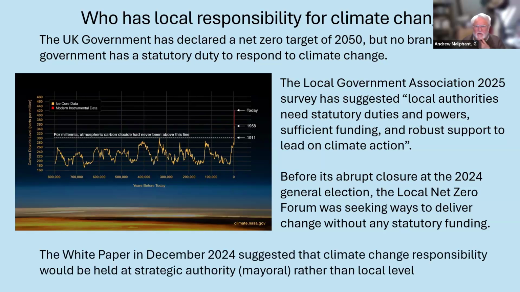Now then, who's going to take on responsibility in the future? This is something we should all be interested in. The government's white paper suggested that following English devolution, climate change responsibility will be held at strategic authority level, which seems to be elected mayors, rather than at local level, perhaps our level, parish council, community level, which is where things tend to need to happen. So that's an interesting thing to be thinking about as we go forward.